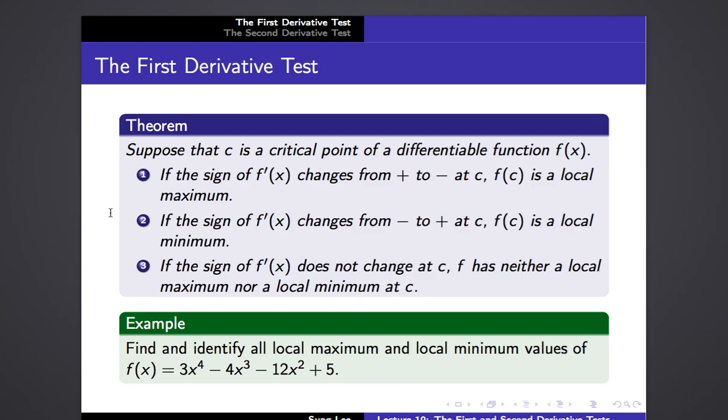Okay, so here comes the first derivative test. So what does it say? Suppose that C is a critical point of a differentiable function f of x. If the sign of f prime of x changes from positive to negative as C, f of C is a local maximum. If the sign of f prime of x changes from negative to positive as C, f of C is a local minimum. Basically, this is what I talked about in one of my previous lectures.